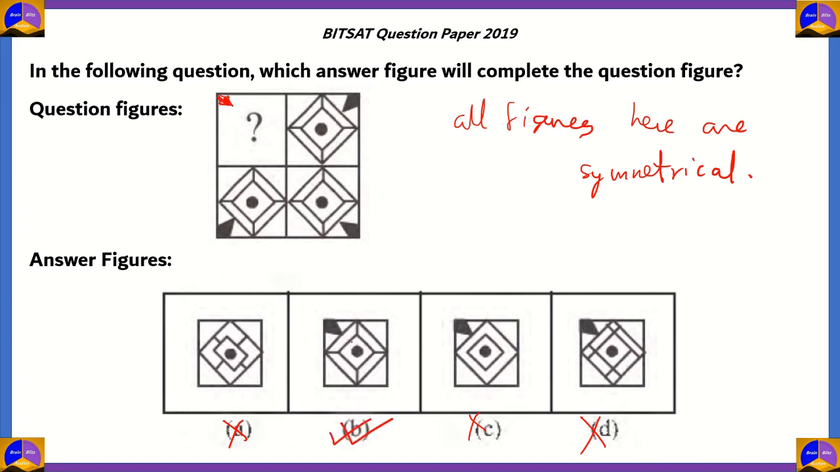So in option B, you can see that the black diamond is in the top left corner, as with all the other figures where the black diamond is positioned in its place. Moreover, we can see that both the squares are connected at the vertices by straight lines, and it has a black dot in the center. So that means option B is the answer figure that will complete the question figure here.